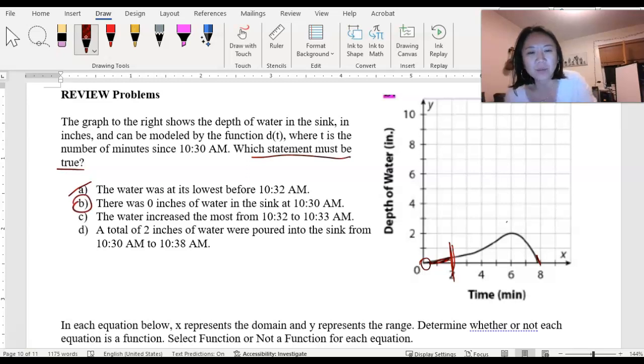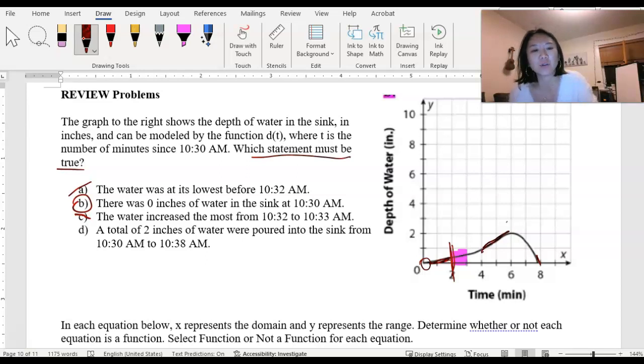The water increased the most from 1032 to 1033. So from 1032 to 1033, that's our slope. That's a pretty flat slope. It's not super steep. It's much steeper in this range right here. And so that is not true. It is not increasing the most then.